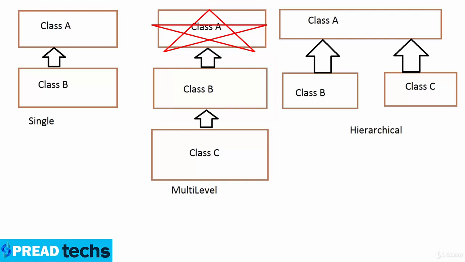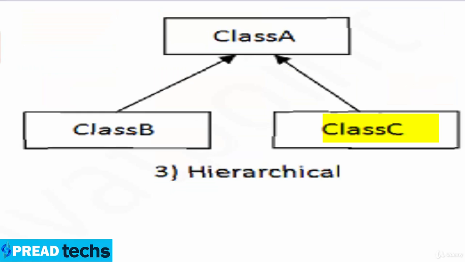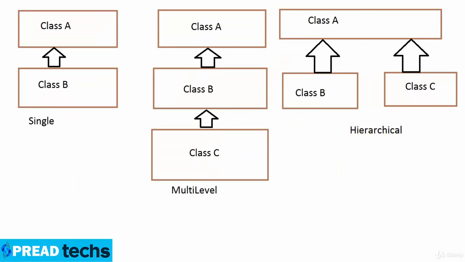Like this, class C will extend class B and class B extends class A. So class A is a parent class to class B and class B is a parent class to class C. Now we will see hierarchical inheritance. Hierarchical inheritance refers to a child and parent class relationship where more than one class extends the same class. For example, classes B and C extend the same class A, meaning this is a parent class to both class C and class B.